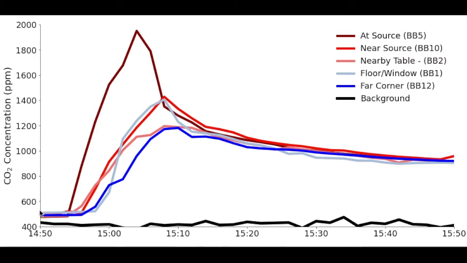The beacon that was closest to the source is colored here in dark red, and you can see it had the greatest response to the CO2 that was being injected because it was right by that source, and so it felt that concentration more than any of the other sensors because it was more concentrated at that location. These other three beacons here, the one near the source, the one at a nearby table, and the one on the floor, which is actually probably just as close as that nearby table, they all experience a similar concentration, but definitely not nearly to the extent that the one at the source does, and that's because the concentration gets a little bit diluted as it travels to those locations.